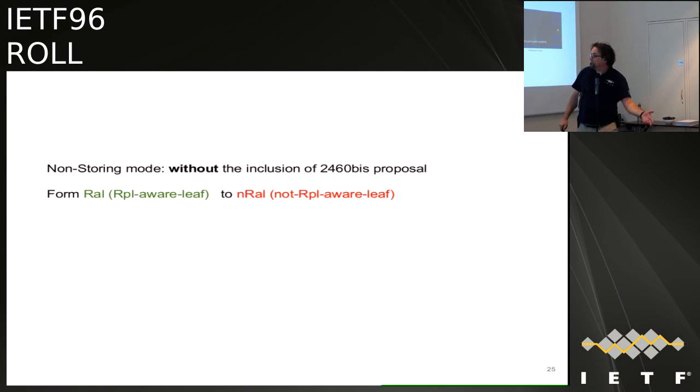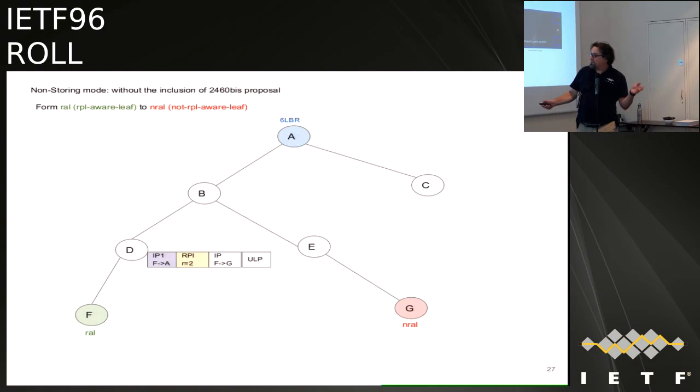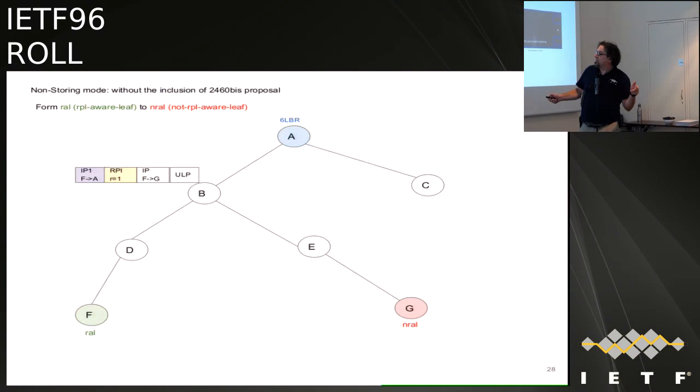Non-storing mode. Next slide. So non-storing mode, again, we magically know that it's not a member. Next slide. And because we added an IP header with an RPI, we're going up the DODAG. Next slide. We're going up again. Next slide. So now at the top, we took off the one that we got on the way up. Go back one slide. Notice this is addressed to A.